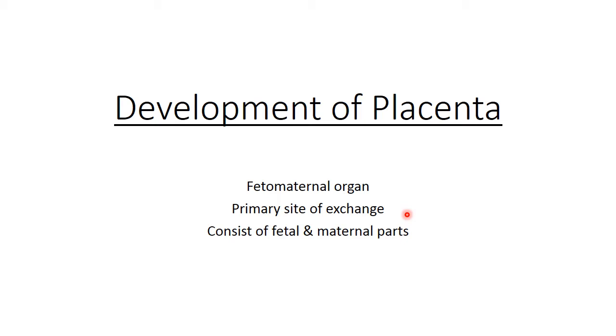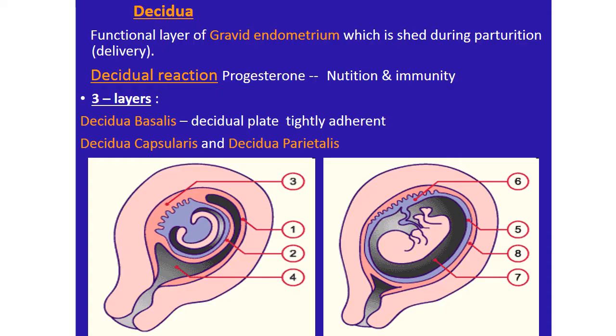Placenta is a feto-maternal organ where the exchange takes place between the mother and the embryo or the fetus, and it consists of two parts, the fetal part and the maternal part. The nutrients and the oxygen go from the mother to the embryo or the fetus, and the waste products and the carbon dioxide go from the fetal blood to the mother.